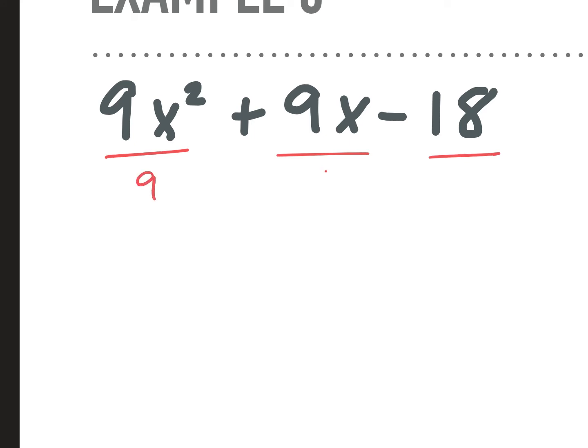What is my greatest common factor just looking at the numbers? 9. So I can take out a 9 from all of these. Do I have a greatest common factor with the x's? If I have 2 x's, 1 x, and no x's, I can't take out any x's. So I'm only taking out 9.